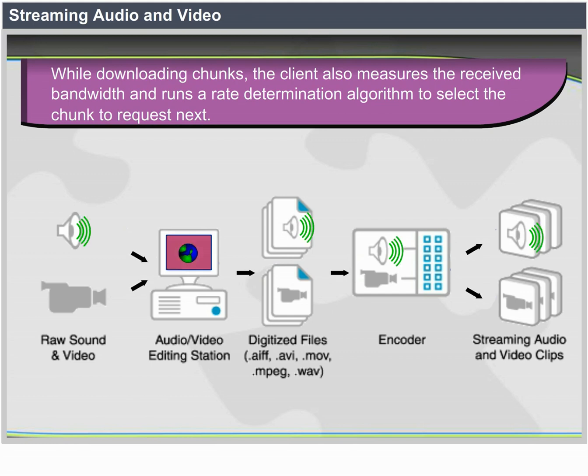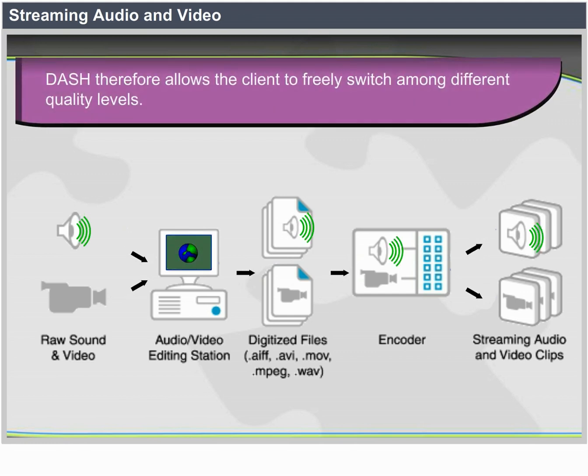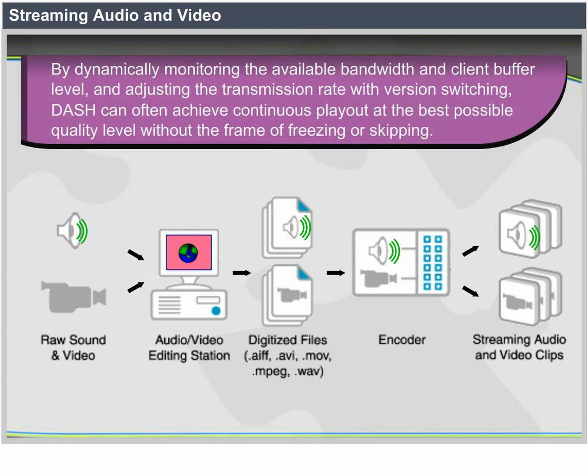DASH therefore allows the client to freely switch among different quality levels. By dynamically monitoring the available bandwidth and client buffer level and adjusting the transmission rate with version switching, DASH can often achieve continuous playout at the best possible quality level without frame freezing or skipping.